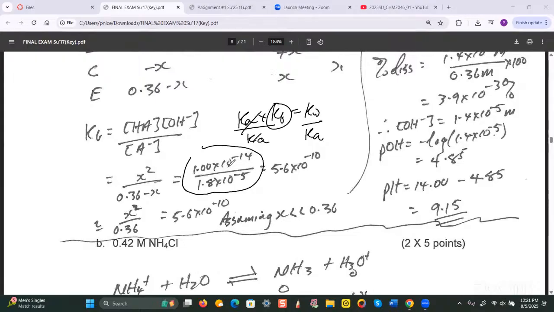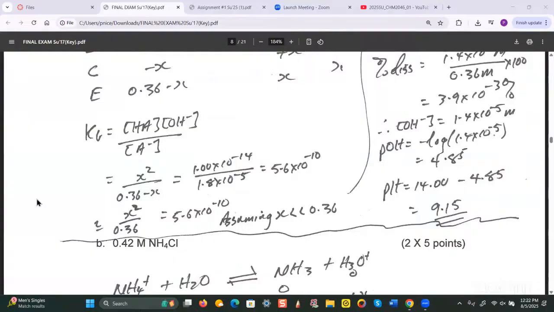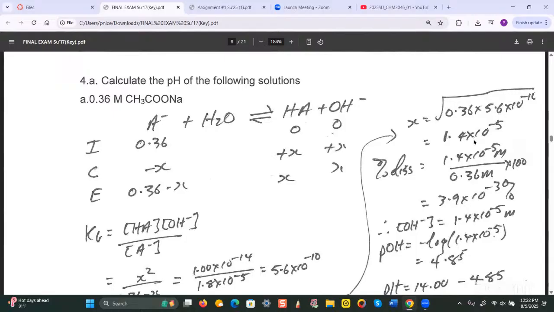Kw is 1.00 times 10 to the minus 14. Ka, and of course you can look that up in the tables, is going to be 1.8 times 10 to the minus 5. So it turns out that Kb is equal to 5.6 times 10 to the minus 10. And then we assume that X is much less than 0.36, which simplifies this equation, and therefore we can solve for X. When we do that, we end up with X being equal to 1.4 times 10 to the minus 5. Of course, you have to check to make sure that your assumption is valid.